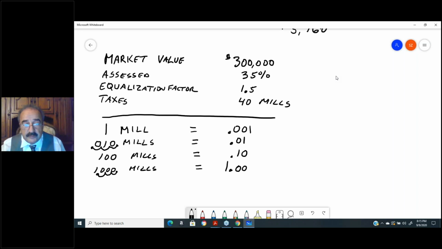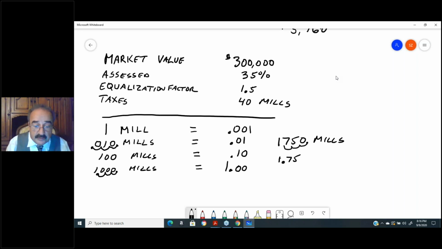So if I have 1,750 mils, I move the decimal point 3 places over. 1, 2, 3 becomes 1.75.